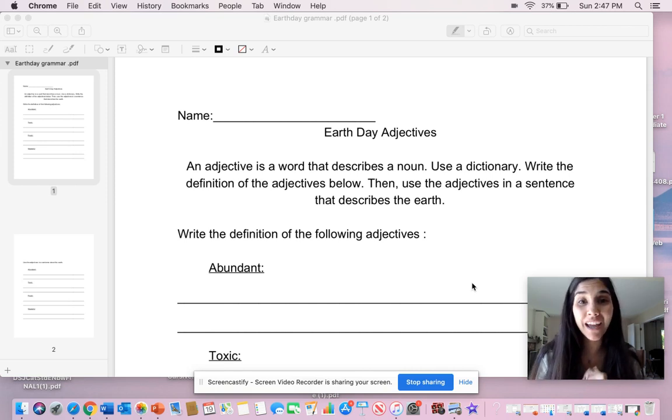It is Earth Day, and Earth Day I think is a wonderful holiday because it really makes us stop and reflect on how we can be taking care of our planet and God's creation. So today we are going to be talking a little bit about adjectives and Earth Day.